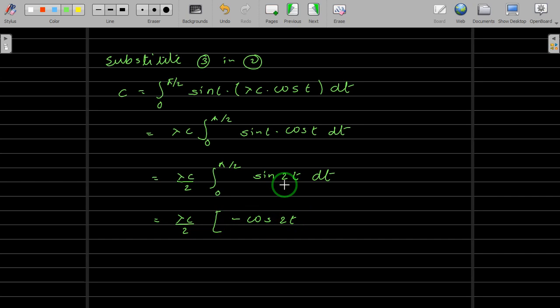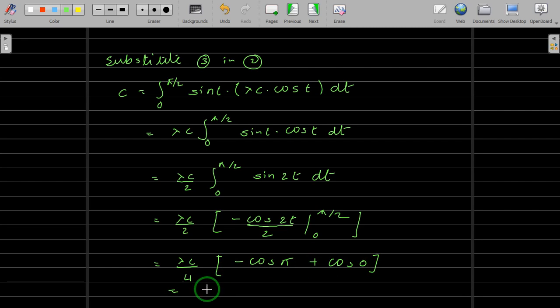It's a composite function, where the inner function is linear, so divide by 2. When you differentiate, you multiply by the derivative, and when you integrate, you divide by the derivative. Then your limits are 0 to pi by 2. That will be equal to lambda c by, take this as 4, and here we'll have minus cos pi plus cos 0.